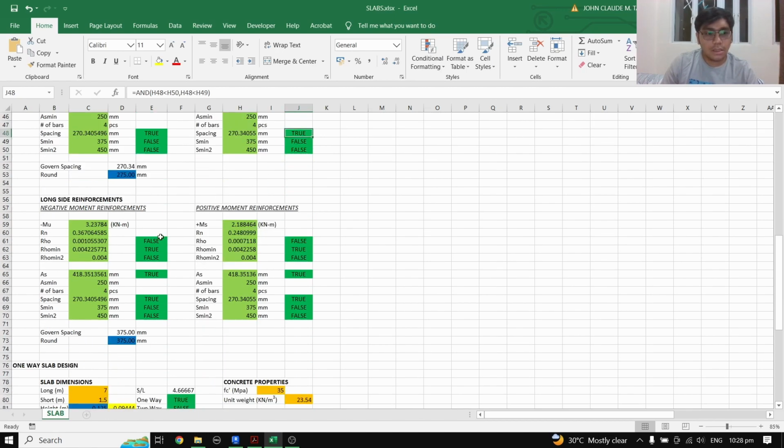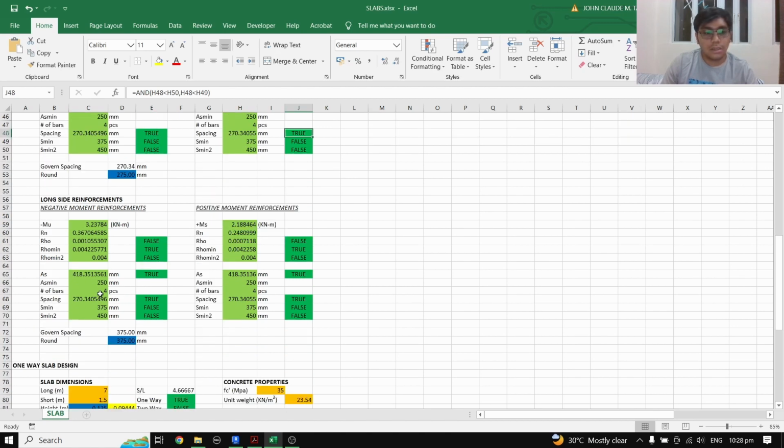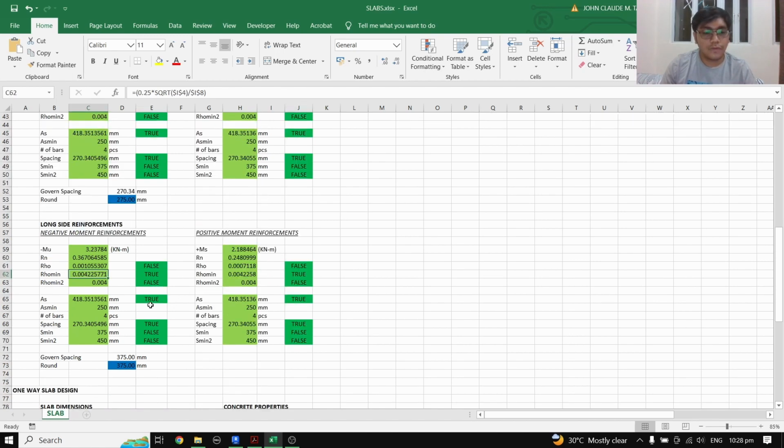Next, our long side is the same as the short side. In this specific scenario, our rho min has governed as well. We need to make sure that our area of steel uses the governing rho, and the spacing is correct as well.